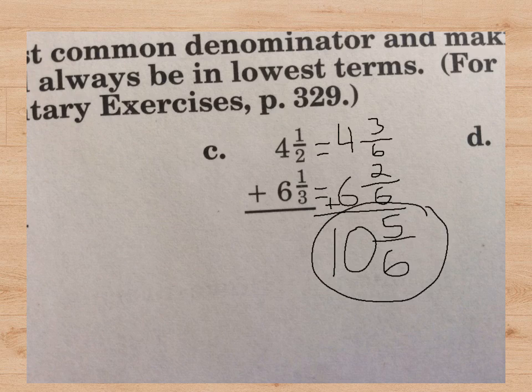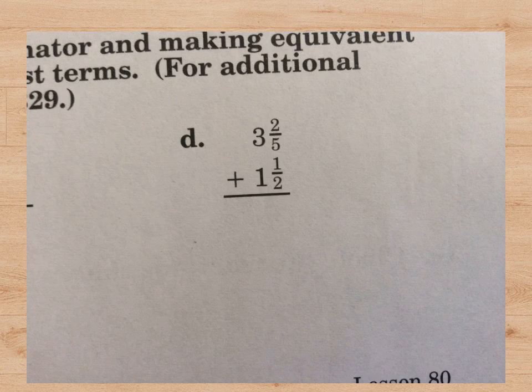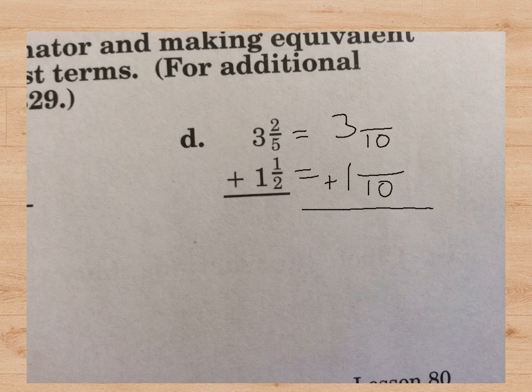Let's look at D. Okay, we don't have common denominators. We have a 5 and a 2. We have to make them the same. What does 5 and 2 both go into? The lowest number that 5 and 2 both go into is 10. I'll bring over my whole numbers. 5 times what is 10? 5 times 2 is 10. So times 2, I need to do 2 times 2 also. 2 times 2 is 4.